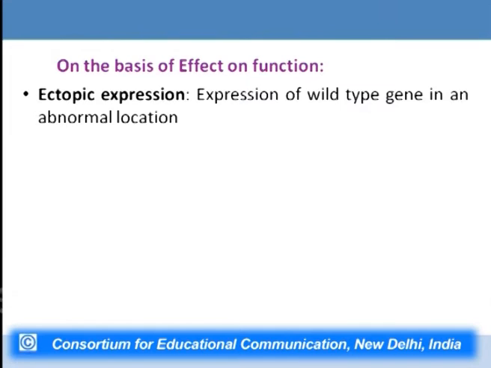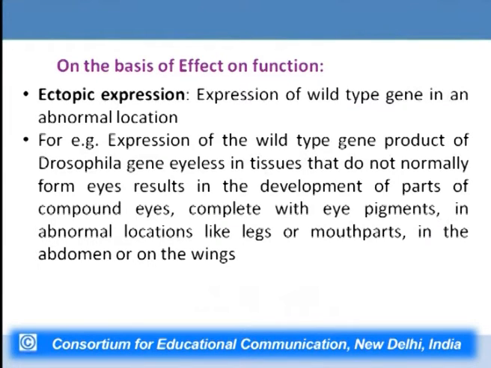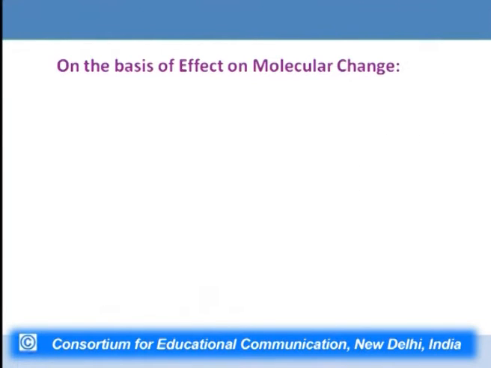Another is ectopic expression, which is basically expression of a wild type gene in an abnormal location. For example, in Drosophila, it is seen that the gene eyeless can be expressed apart from the eyes, in parts of the body like legs or mouth parts. So this is ectopic expression. That means the normal place of expression is not occurring here. The gene is getting expressed in abnormal tissues.